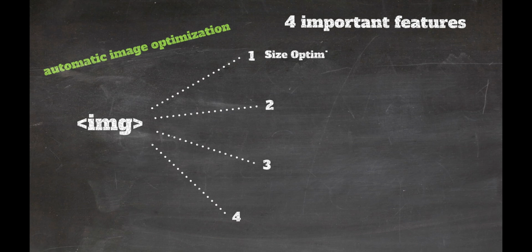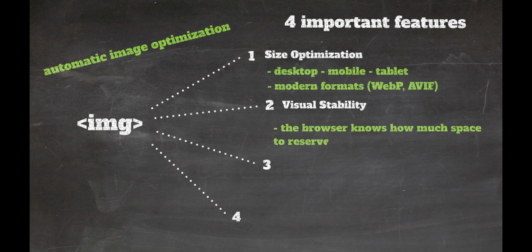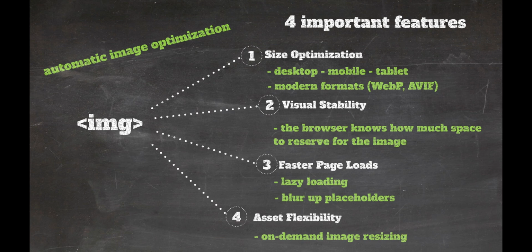We have size optimization, where we automatically serve correctly sized images for each device using modern image formats like WebP. Visual stability, preventing layout shift automatically when images are loading. Also faster page loads, images are only loaded when they enter the viewport using native browser lazy loading with optional blur up placeholders. And fourth is asset flexibility. On-demand image resizing even for images stored on remote servers.